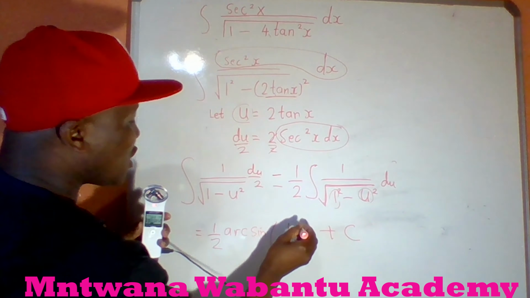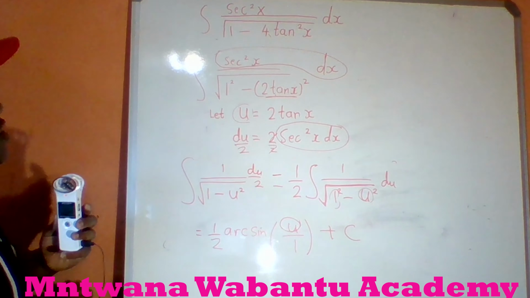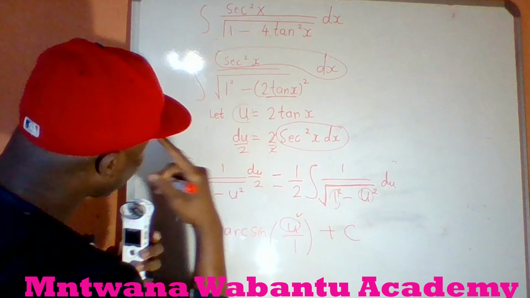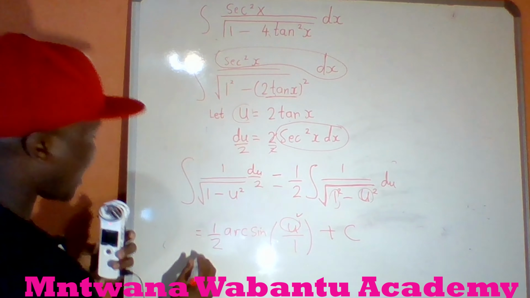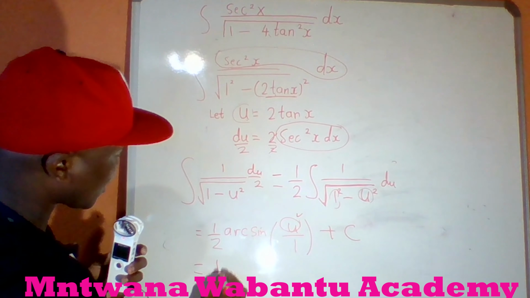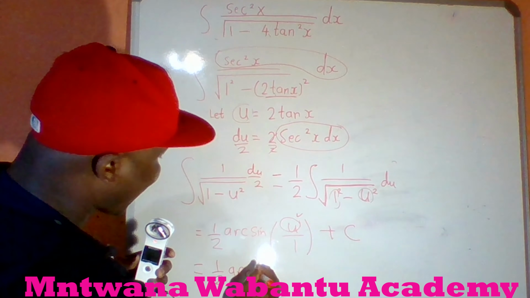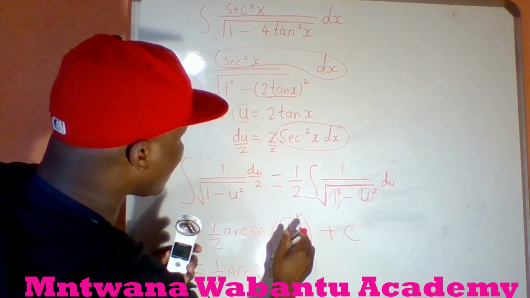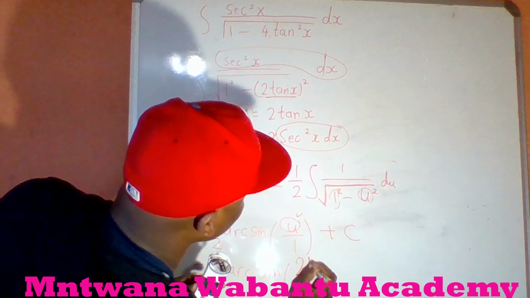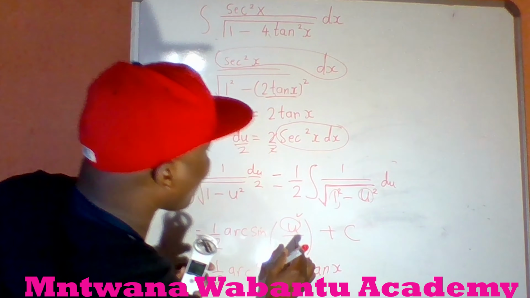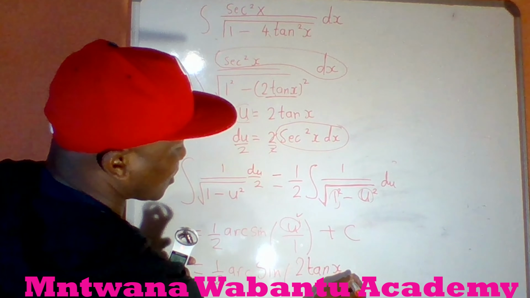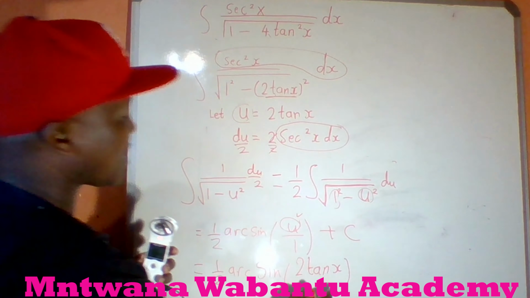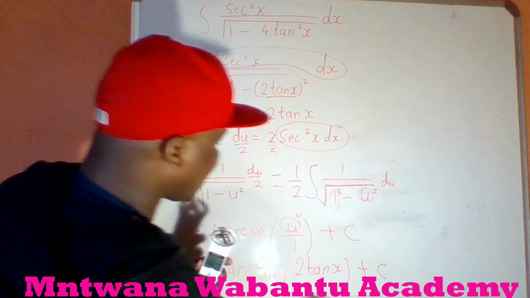Everything's finished. Now you need to substitute back the value of u, because the question was not in the form of u. So what is our u? Our u equals 2 tan x. So finally, we finalize the equation: arc sine of, what is u? 2 tan x, over 1. Anything over 1 is just that something, so 2 tan x over 1 is just 2 tan x. I don't have to write over 1, but if I have another number, I should write it there. So over c. So that's our final answer.